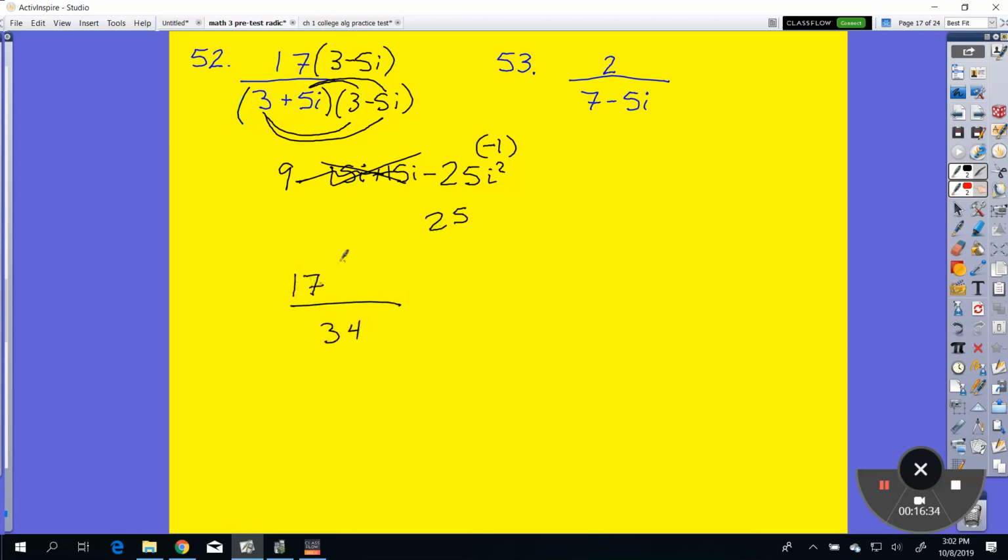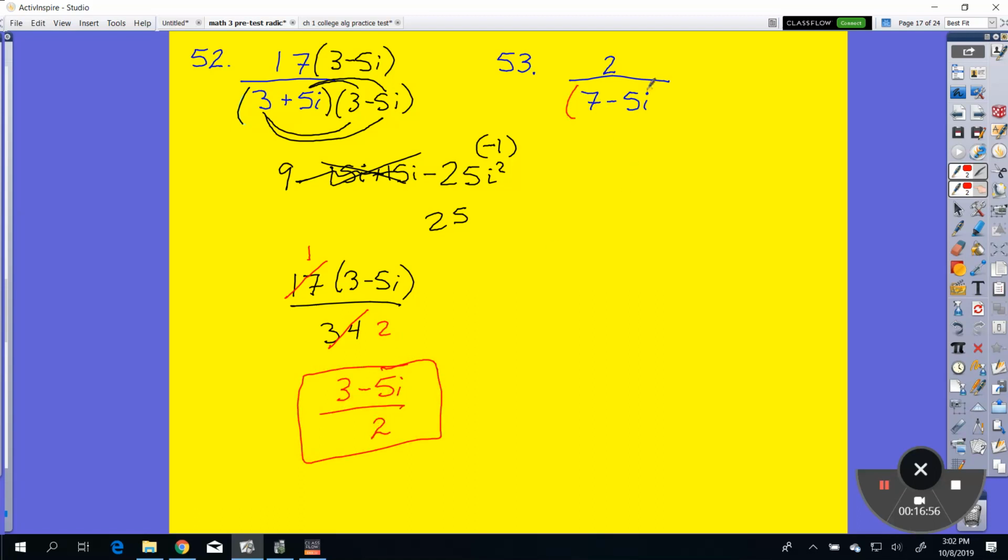And on the top I have 17 times 3 minus 5i. You could almost leave it, but not quite. 17 and 34 are each divisible by 17. So 17 divided by 17 is 1. 34 divided by 17 is 2. So it's 3 minus 5i all over 2.